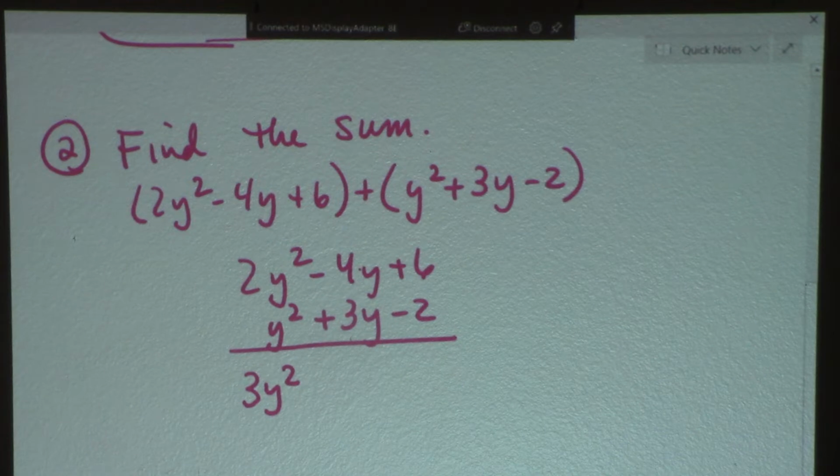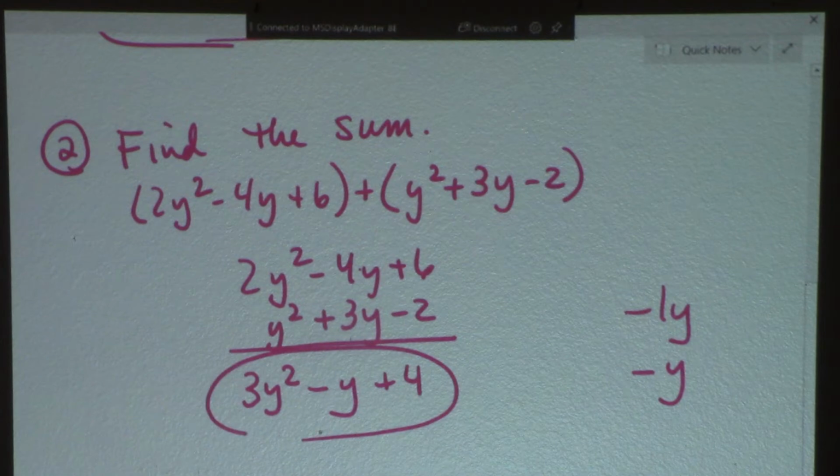What do I do? I subtract. So 4 minus 3 is 1, and the negative is the larger term, so I have negative 1y. But I'm not going to write that as negative 1y. I'm just going to write negative y, because that's without the 1, it's still just y, one of them. And 6 minus 2 is 4. So there is your answer.